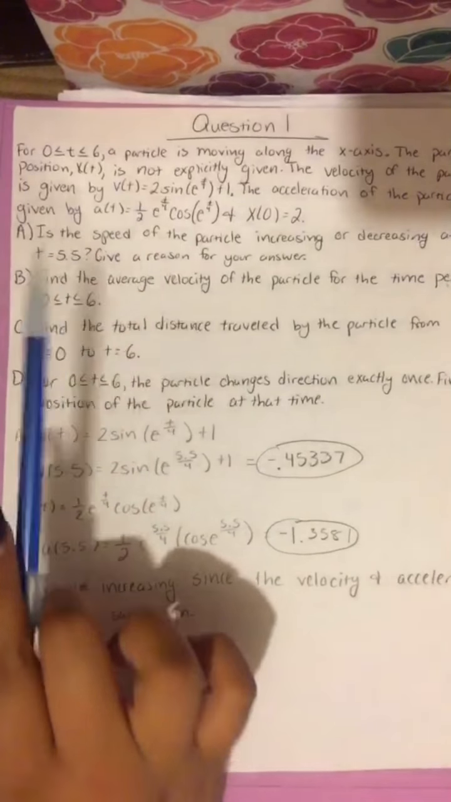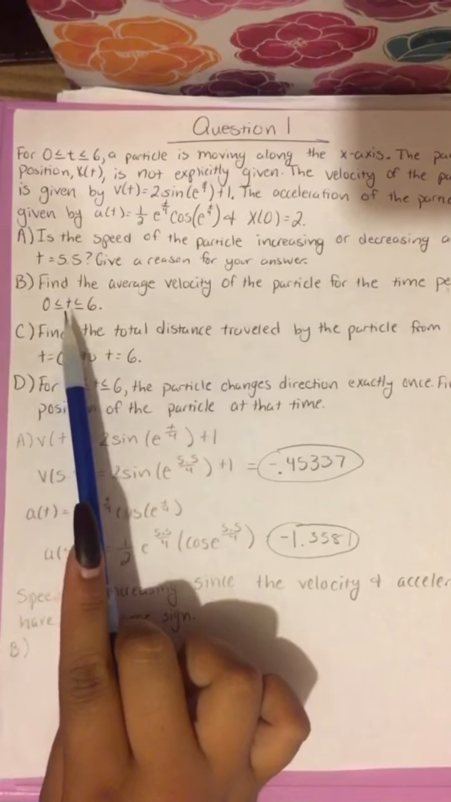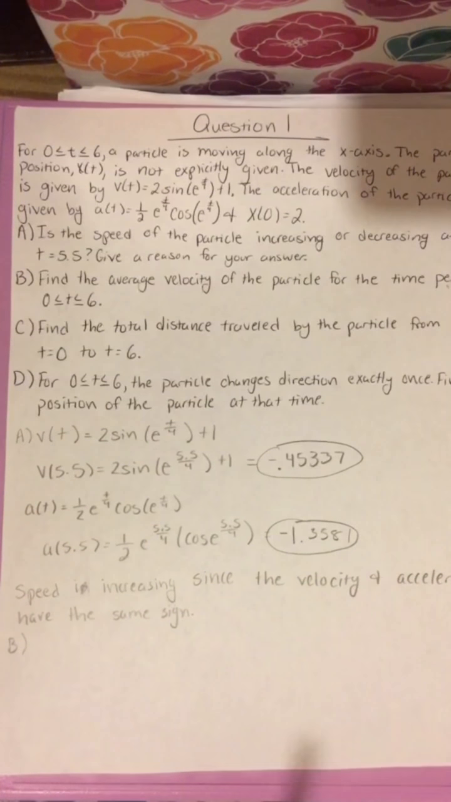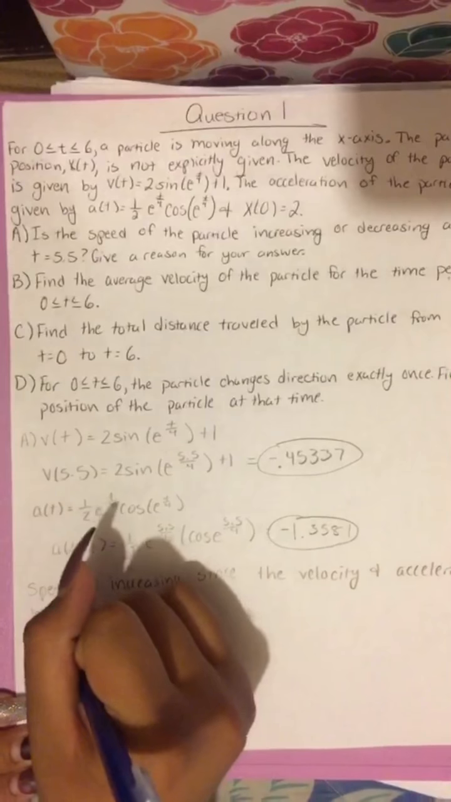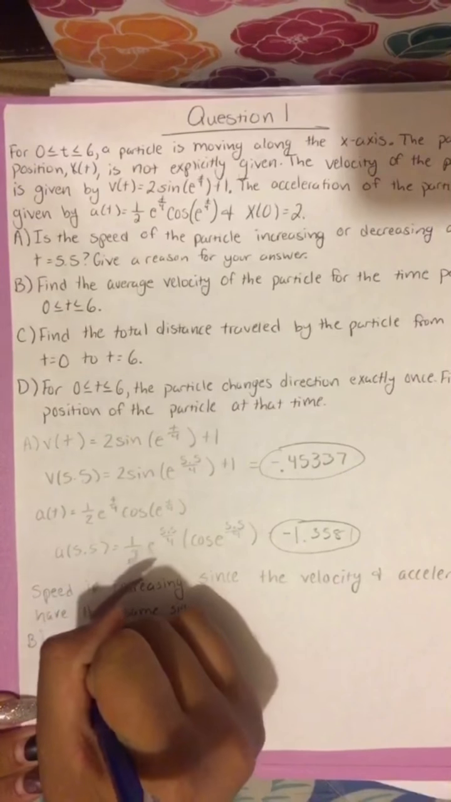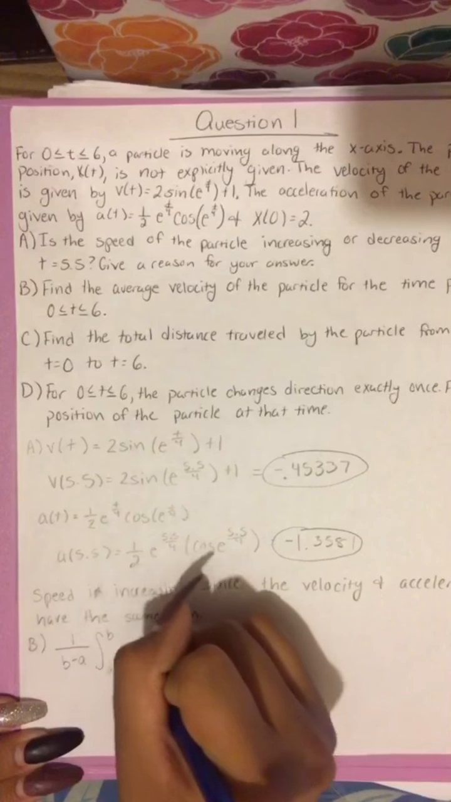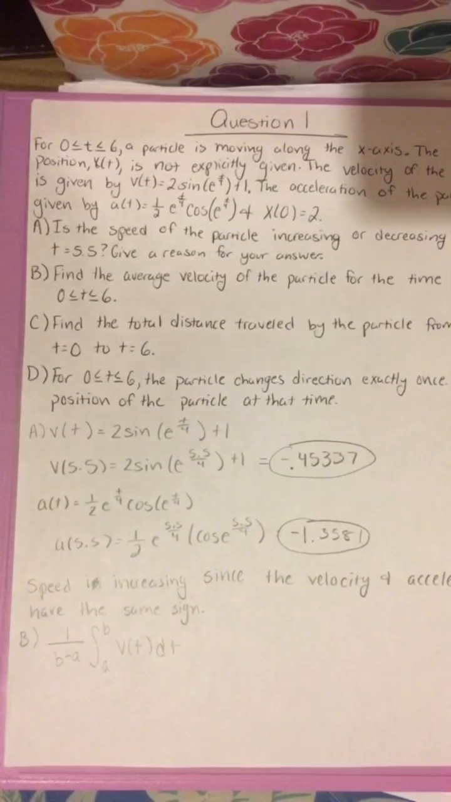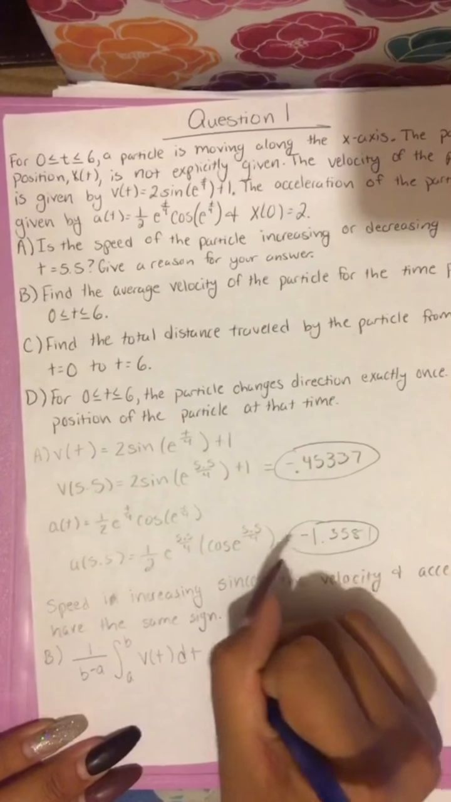Okay, so part B is: find the average velocity of the particle for the time period 0 ≤ t ≤ 6. What we need to find next is the average velocity, for which we have been given the function. Knowing the average value formula using v, we care to know the average velocity from 0 to 6. So by plugging it in, it will be 1 over 6.